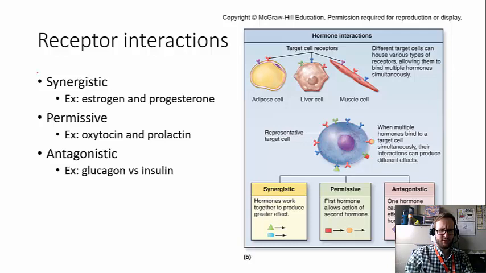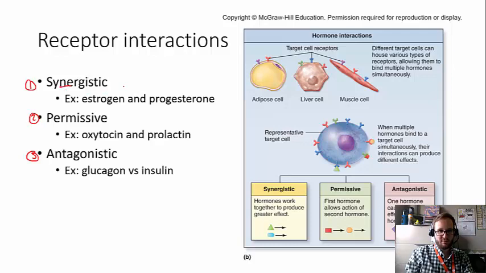And then the second thing that can affect the responses from cells are the interactions on one cell between different receptors. Imagine that there are dozens of different types of hormones, and there are dozens of different types of receptors. These receptors could be found in the same cell. They could be found all over the place. So there are three main responses that we talk about, and that's synergistic, permissive, and antagonistic. I'll define these terms for you and give you some examples of cells that would have them.